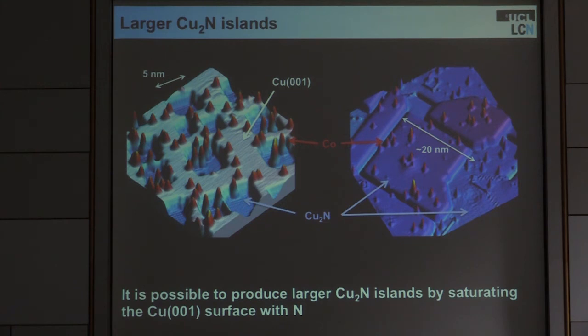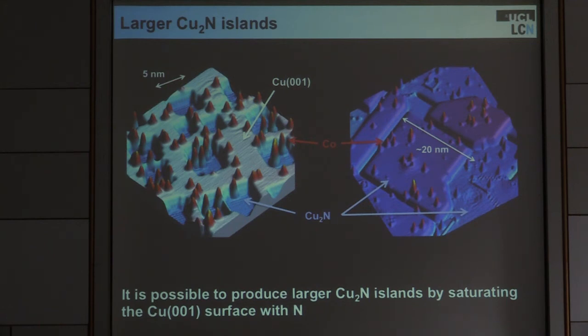And so in particular, what we wanted to do was take these cobalt atoms and move them towards the edges of the copper nitride island to see how their structures changed when they moved towards the edge. So we did this with these small copper nitride islands that I'm showing you on the left. That was very interesting, and we are still in the process of trying to understand that, so I'm not going to tell you in detail what's going on with those.